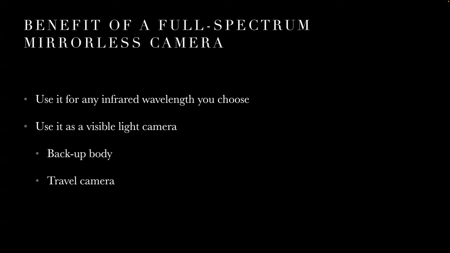But in addition to using this camera as your creative infrared camera, you can use it as a visible light camera. That means you now have a backup camera, or even a small travel camera, whereas before you would have had just a dedicated infrared body. So there are some advantages to mirrorless cameras being converted to full spectrum using those rear-mounted filters. The downside is that you've got to buy all the different filters, and that money adds up. Now, there are a few things I should point out with infrared cameras.